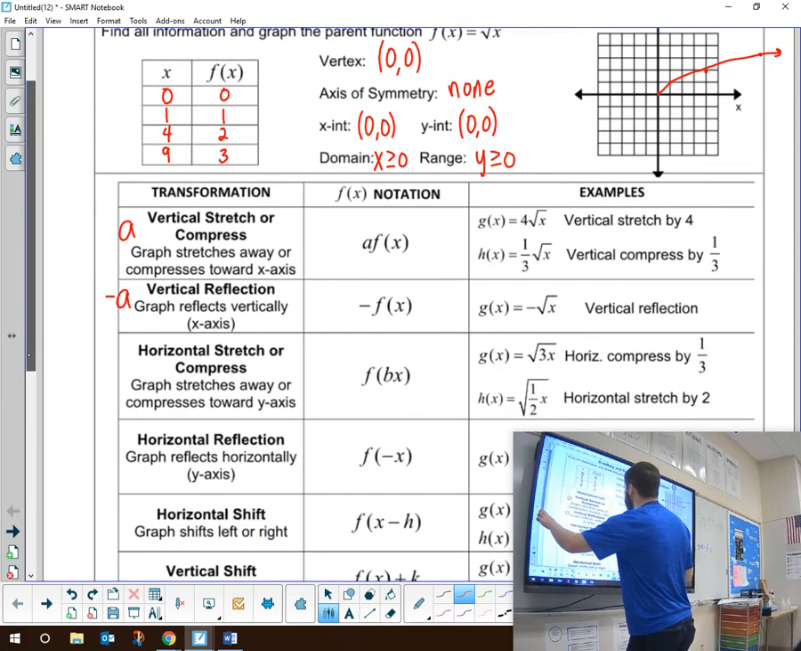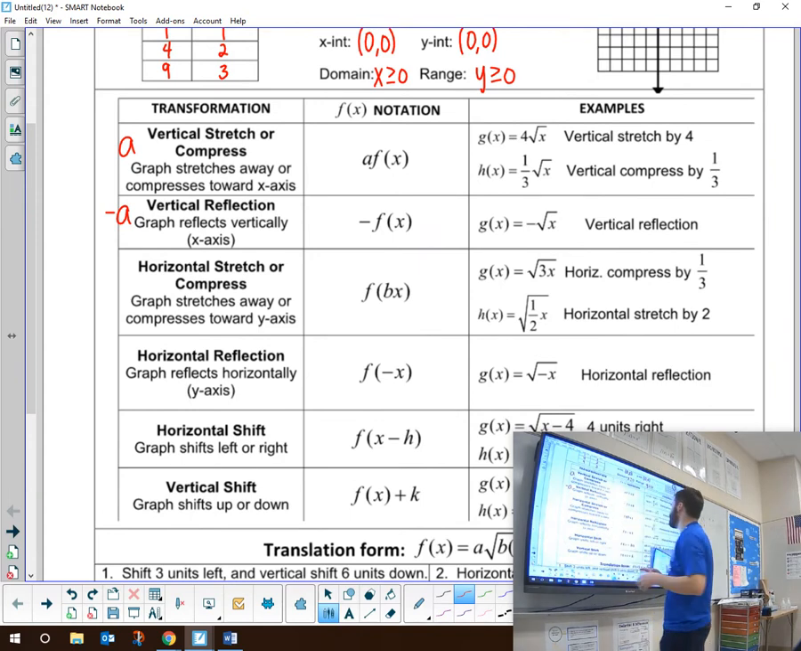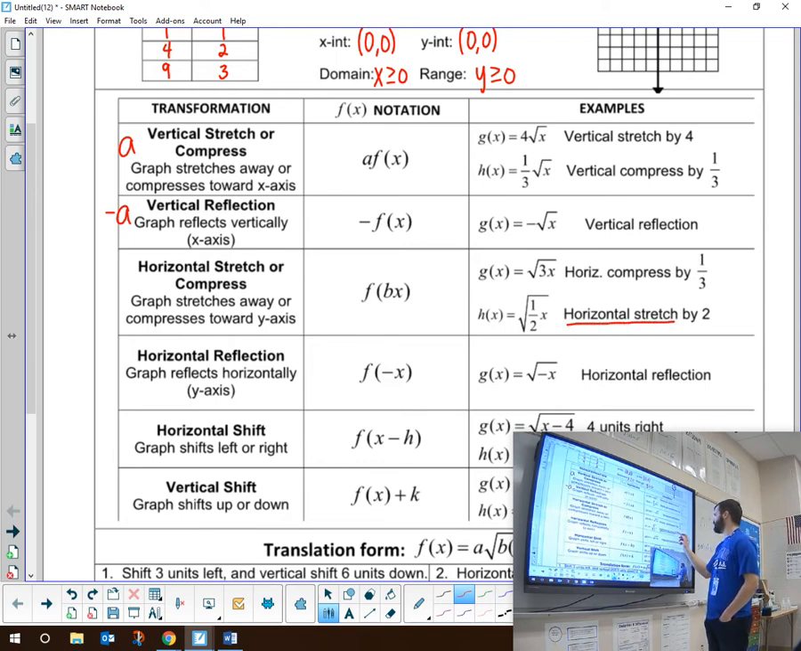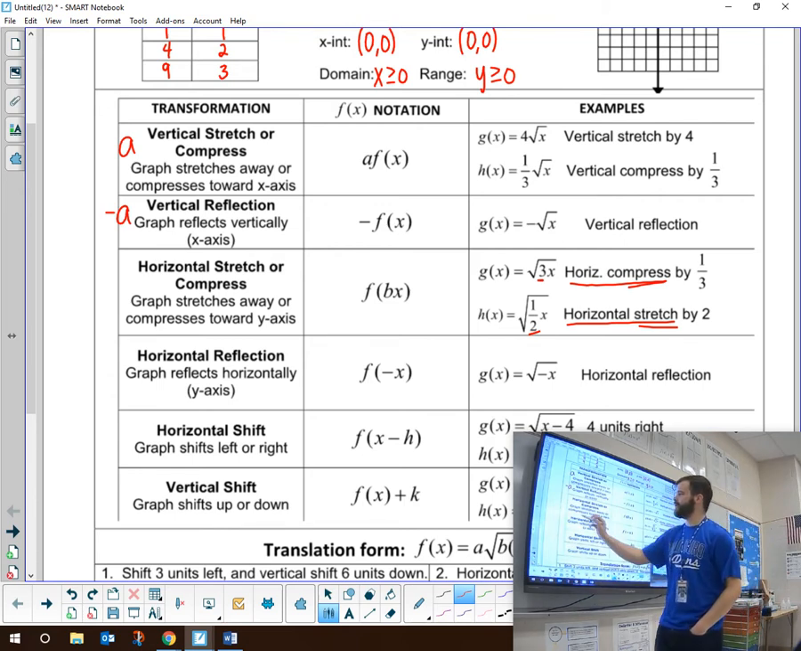A horizontal stretch and compress, this is something we haven't seen a lot of, but that's my b. That's going to be my number inside the square root. A horizontal stretch or compress means my graph is going to go out wider, quicker. If it's a whole number, like 3, it's going to compress. So it's kind of backwards from the way a is. And if it's a fraction, it's going to stretch. Like I said, it's kind of backwards, but we'll talk more about that later. But this is my b.